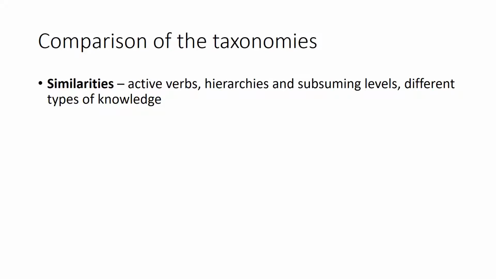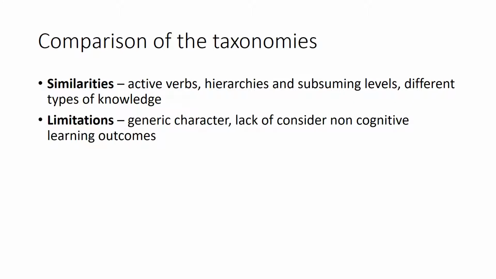The similarities between them are that they all use active verbs to describe the learning, and they all use hierarchies, different levels on the difficulty of what to learn. They also specify different types of knowledge. The limitations are that they are quite generic in character, so they do not actually focus on engineering directly, and non-cognitive learning outcomes are not mentioned at all in the taxonomies, at least not that we had discovered.